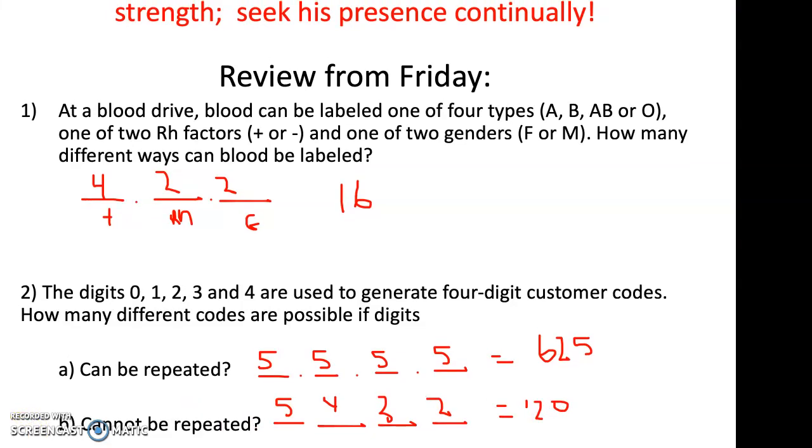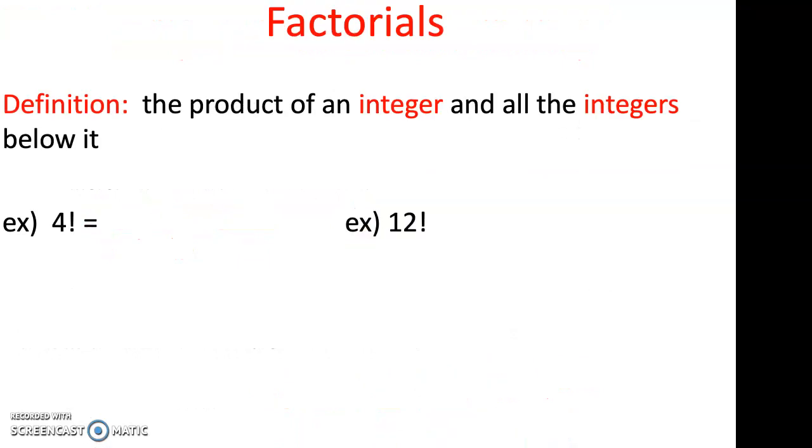So now we're going to go on and talk about what happens when you're comparing one item. Now, before we do that, because we're going to be using a formula, we're going to quickly review what a factorial is. The definition of a factorial is the product of an integer and all the integers below it.